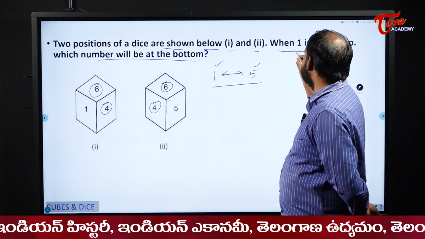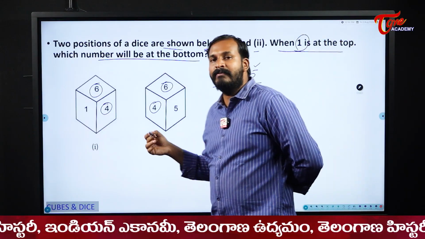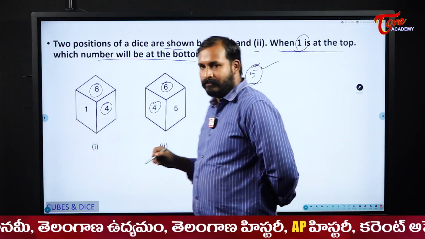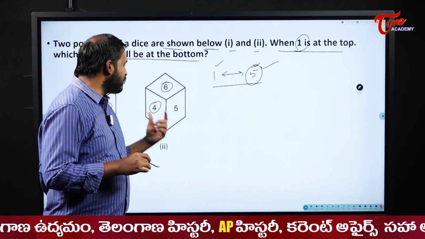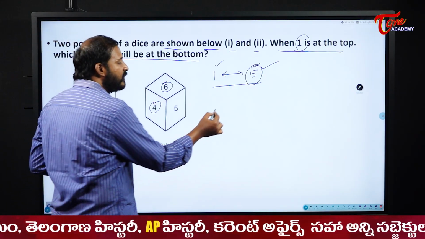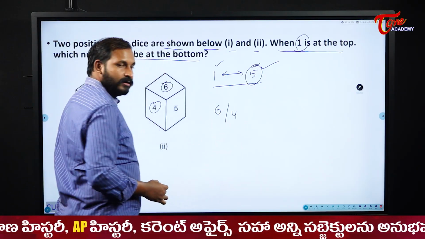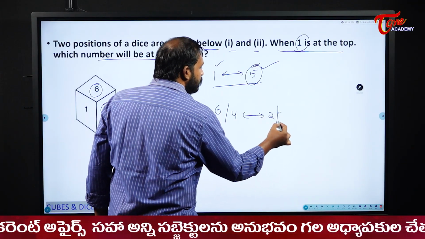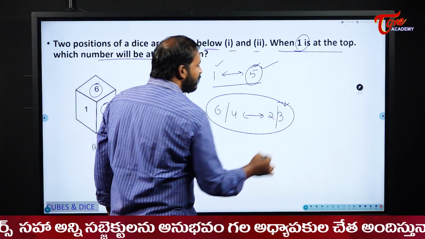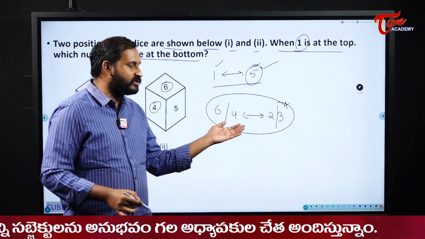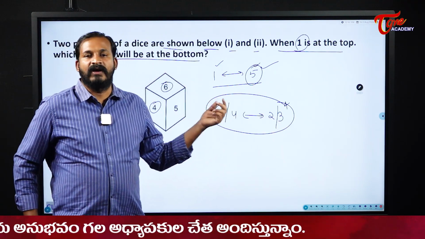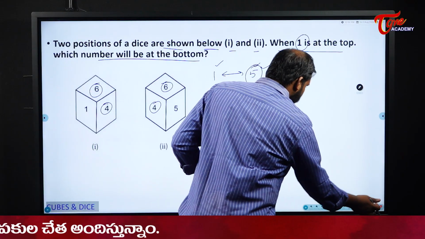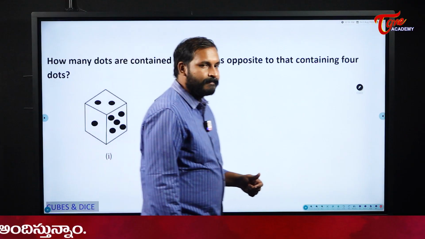So now here they are asking us, when 1 is at the top, which number will be at the bottom? 5 will be at the bottom. But now see here students, I cannot say which number will be exactly opposite to 6 and 4 here. Which number? It can be 2 or 3. But I cannot tell exactly here. Anyway, our question is not based on this, so directly we can say that 5 is opposite to 1. Right? Next one.